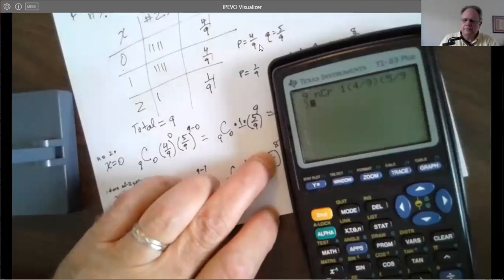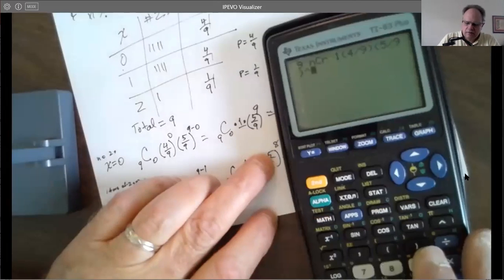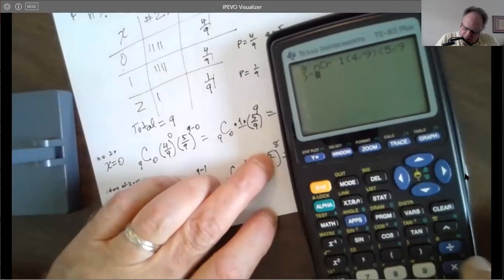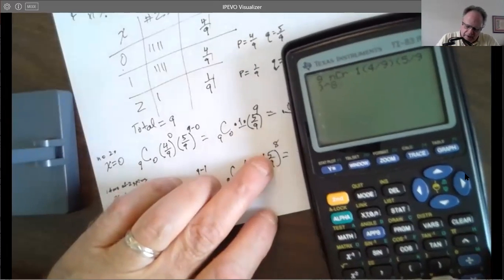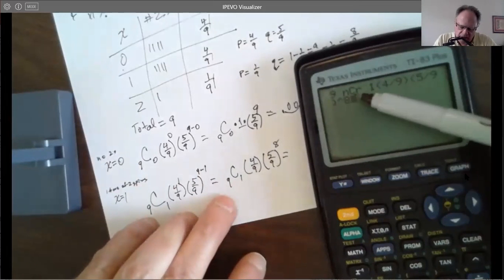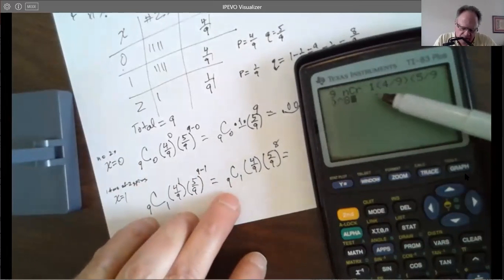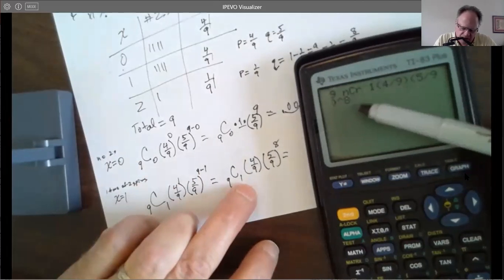I'm trying to clear that off the screen. I don't know why that's not going away. But anyways, there, that's better. So we use the exponent button and then 8. It's a good idea to double check it. Combination of 9 taken 1 at a time, 4 over 9 times 5 over 9 to the 8th power.